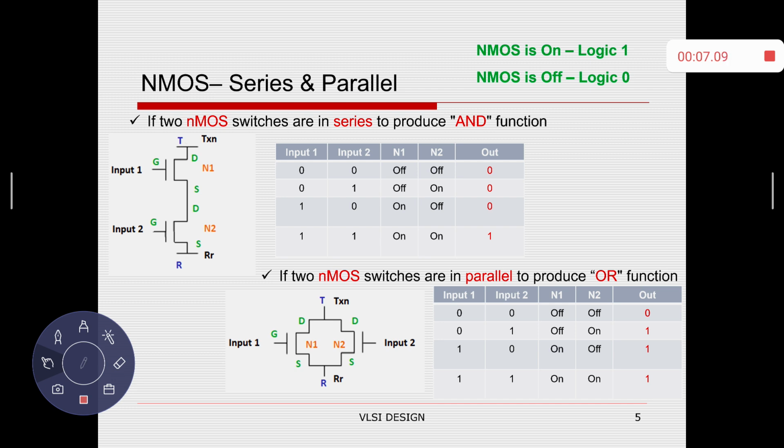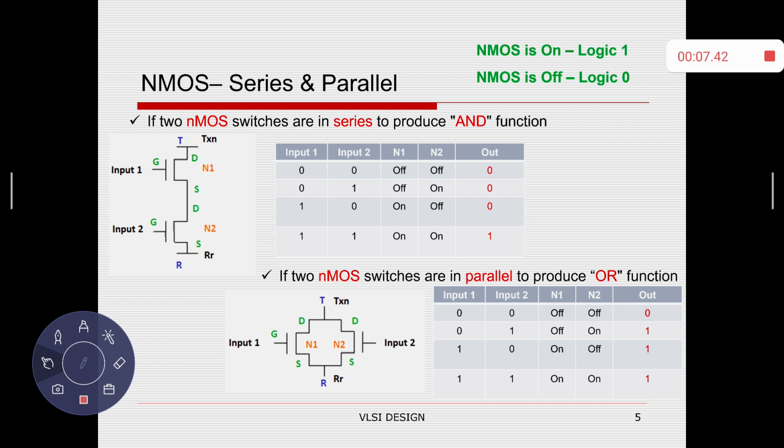Since there are two inputs, I listed four combinations: 0 0, 0 1, 1 0, 1 1. For the first combination, when both inputs are 0, both N1 and N2 transistors are off. Since both are open connections, the output will be 0. For the next two combinations, 0 1 and 1 0, out of N1 and N2, one transistor is on. So the input at the transmitter end is connected to the receiver end. So the output is 1.